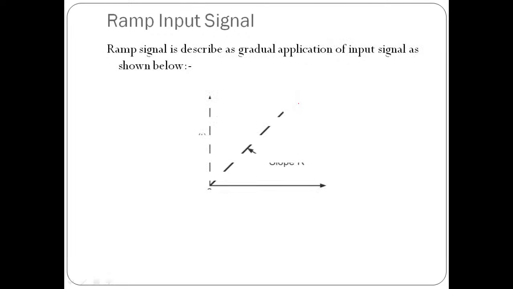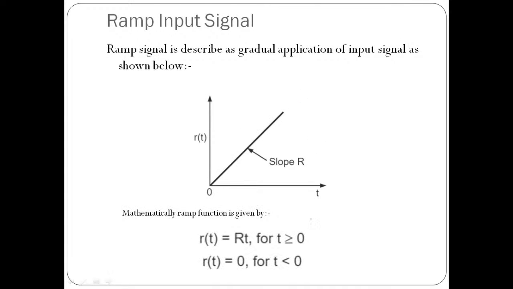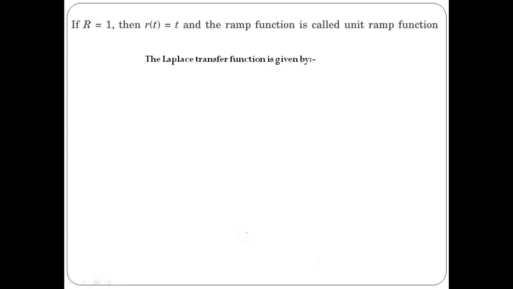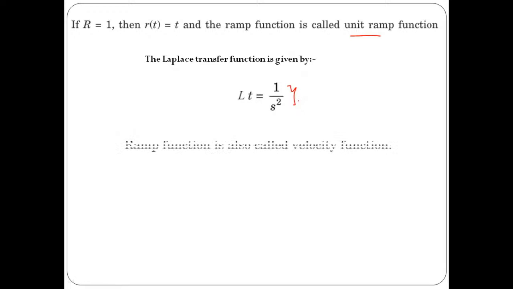Then the ramp is defined by r of t equals capital R times t for t greater than or equal to 0, and 0 for t less than 0. Here R stands for slope. If you take R equals 1, the function is called the unit ramp function, and its Laplace transform is 1 by s square. This you have to remember: the Laplace transform of a unit ramp is 1 by s square. It is also known as the velocity function.